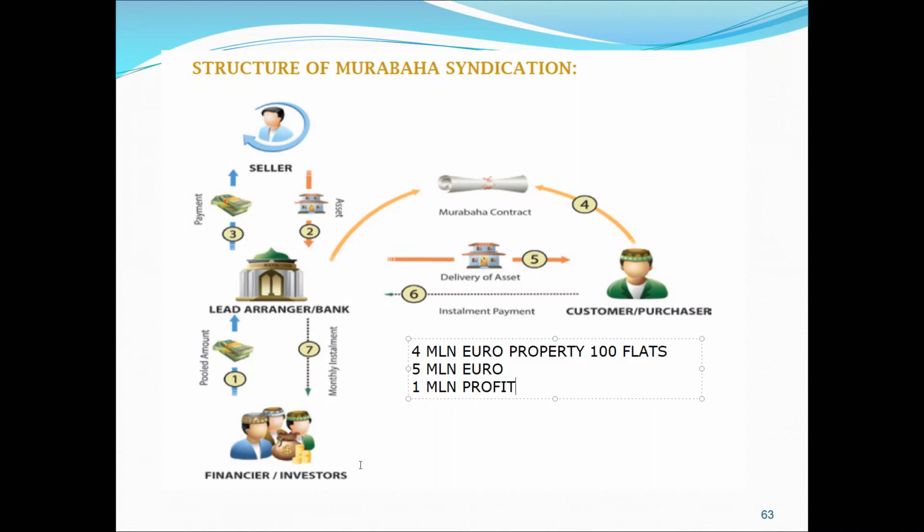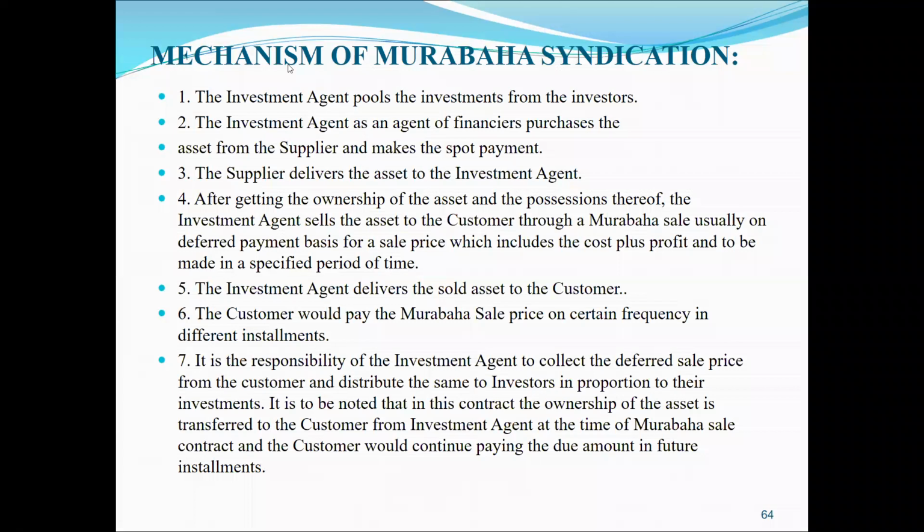This 1 million profit will be shared with you pro rata, and I will get my fee. I will get my profit as well, because it's based on murabaha, so we should share the profit here. You will get your profit as invested, plus the amount that you have invested. This is how it works on the murabaha basis. The mechanics of the murabaha syndication are given here, but I'm not going to go through them again because I have already illustrated them on the diagram in the previous slide.